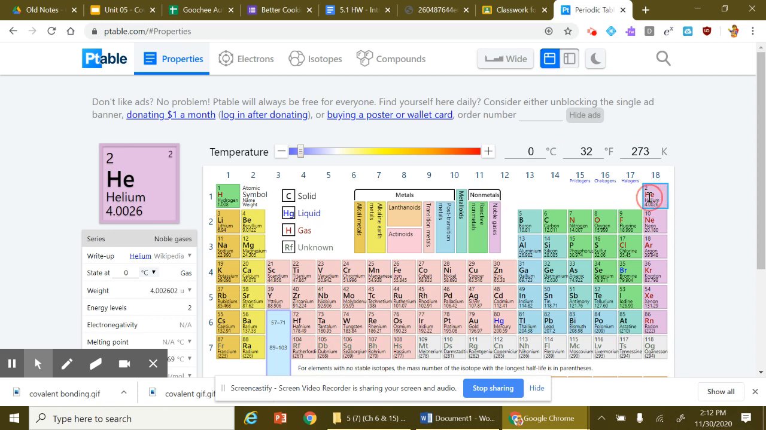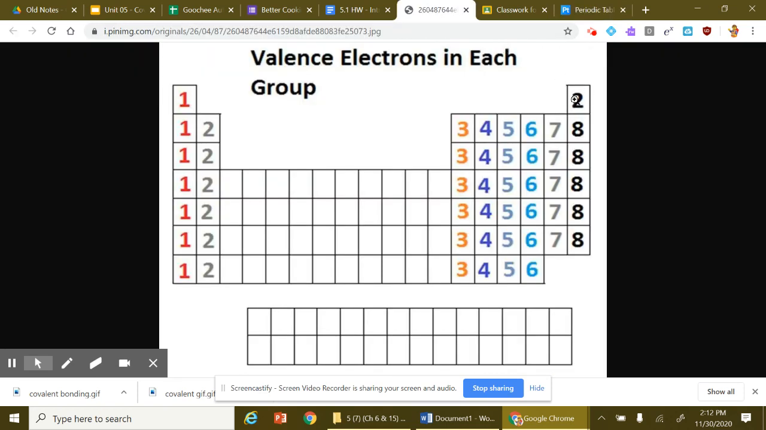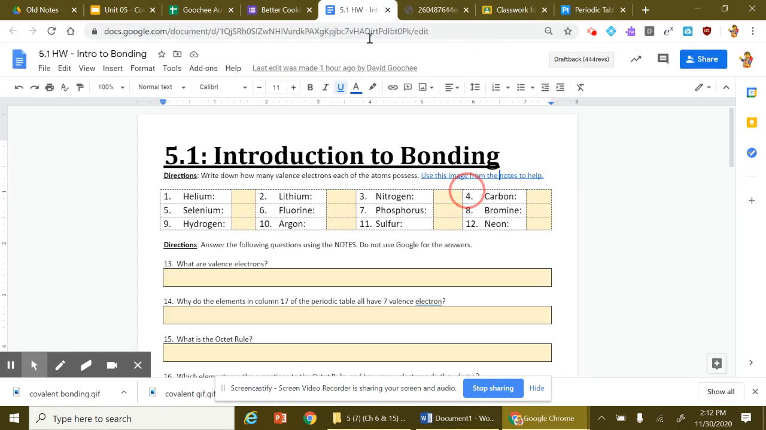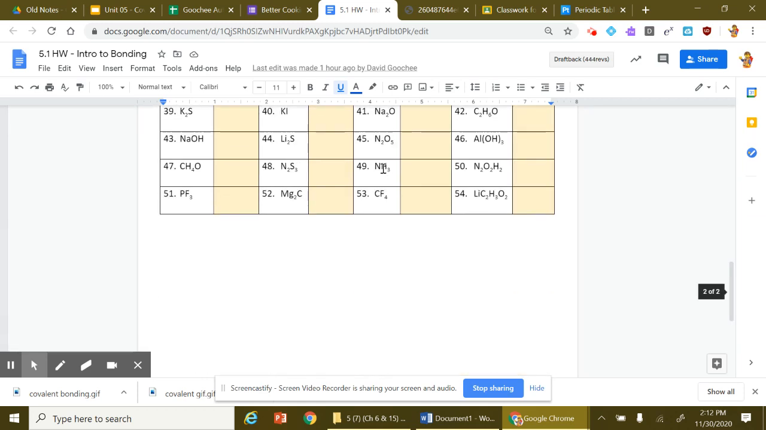I'm on ptable.com. Here's helium up here. So helium has two outermost electrons. That's not going to be a problem. But going down here, these ones get a little bit tricky.